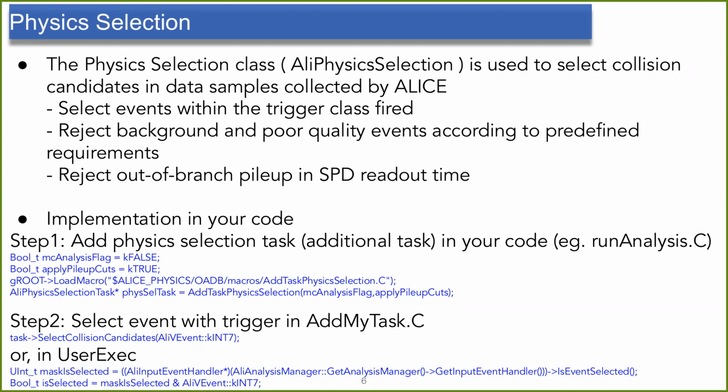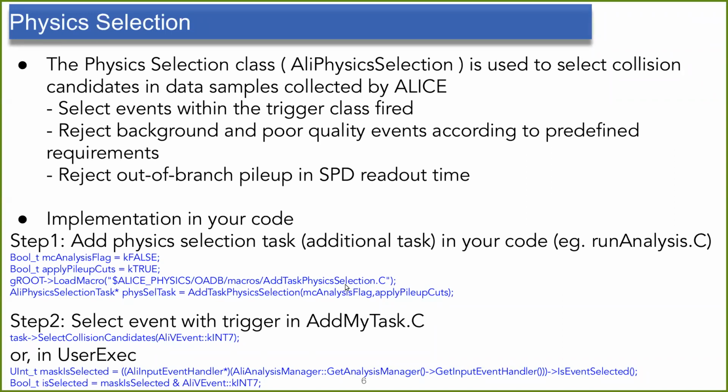In the first step, you need to add this task. This is basically an additional task, in addition to your own analysis task, which first selects some events, then propagates them to your task. You can do it directly by putting this line in your steering macro, that is runAnalysis.C. You just need to load the macro of physics selection, that is AddTaskPhysicsSelection. Then you need to call the task of the physics selection and put some arguments. Here there are two arguments: one is the MC flag, another is the apply pile up cuts. These two arguments are basically Boolean type. It is either true or false.